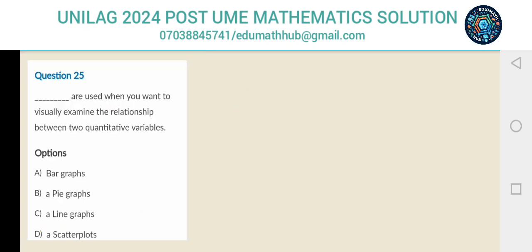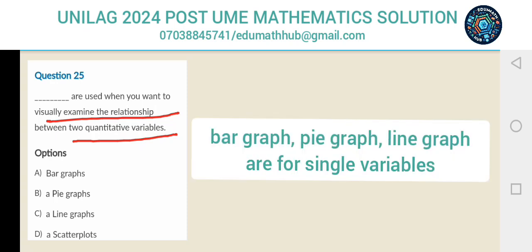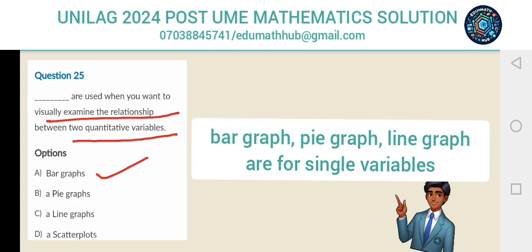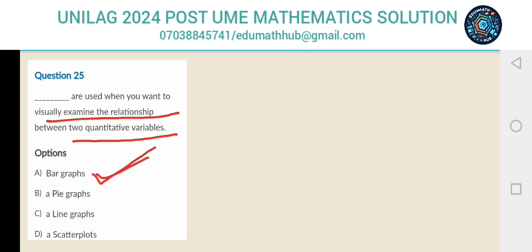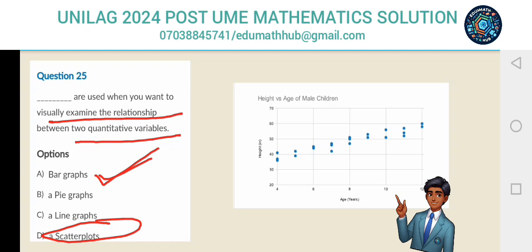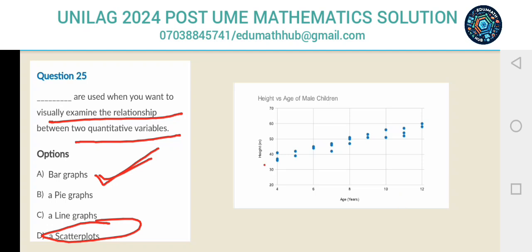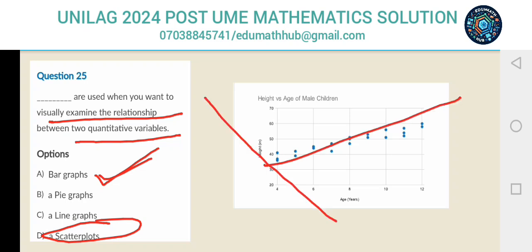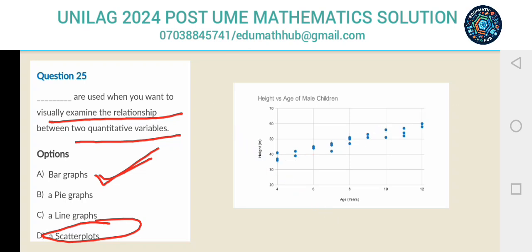Dash are used when you want to visually examine the relationship between two quantitative variables. Okay, so in this case, talking about quantitative variables has to do with numbers. So it cannot be bar graph. We're talking about two quantitative variables. Bar graphs are just for a single variable. So the only answer here is what is called a scatter plot. A scatter plot is something that looks like this. It just shows you the way one variable varies with the other variable. So you can tell maybe the relationship between them is a direct relationship or maybe it is an inverse relationship. Okay, so the correct answer in this case is a scatter plot. It shows you the relationship between two different variables.